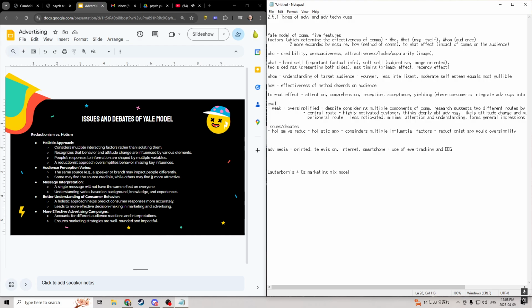Audience perception varies. The same source, speaker or brand, may impact people differently. Some people may find it more attractive. Message interpretation: a single message will not have the same effect on everyone. Understanding barriers, better understanding of. Okay, so this is just listing off reasons.